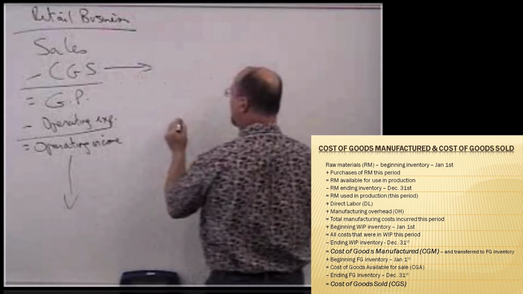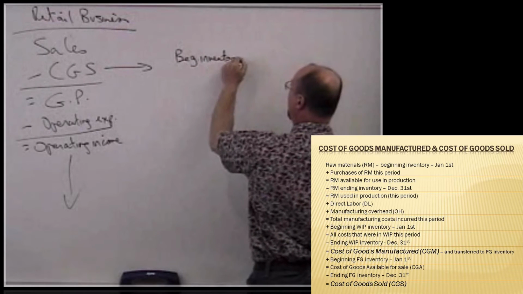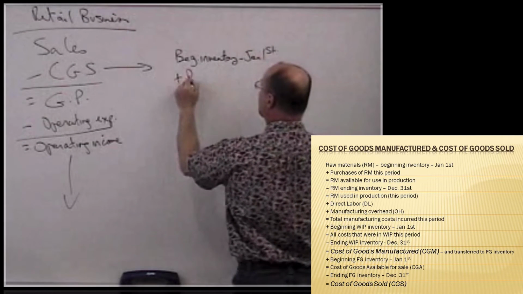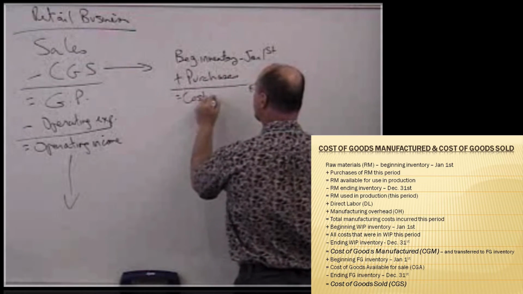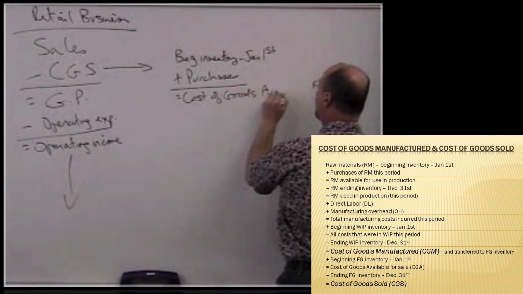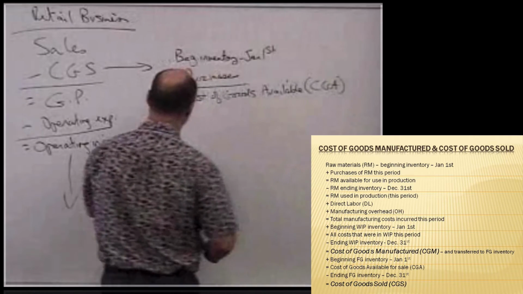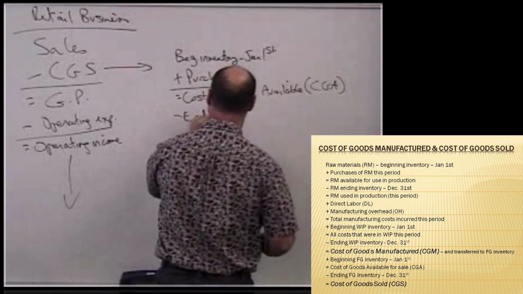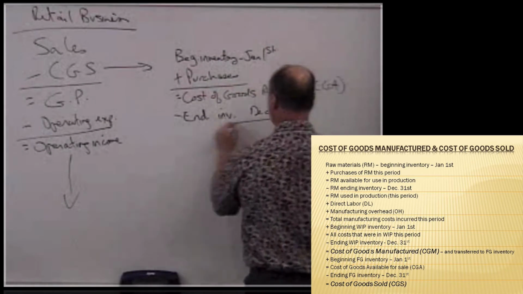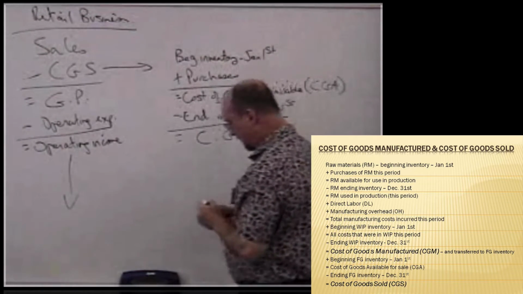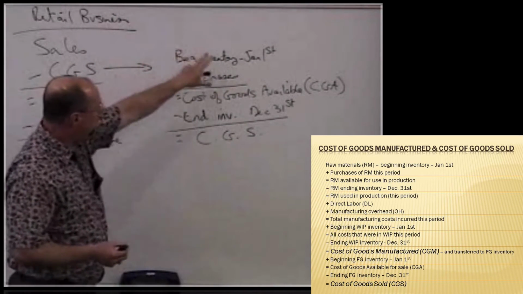You may also recall what's called the cost of goods sold equation, which is beginning inventory, say on January 1st, plus purchases of inventory that we made this period equals cost of goods available for sale. And I usually just call this CGA. From this, we subtract ending inventory, say on December 31st, and that will give us cost of goods sold, the cost of the inventory that we sold. This is the cost of goods sold equation in a retail environment.